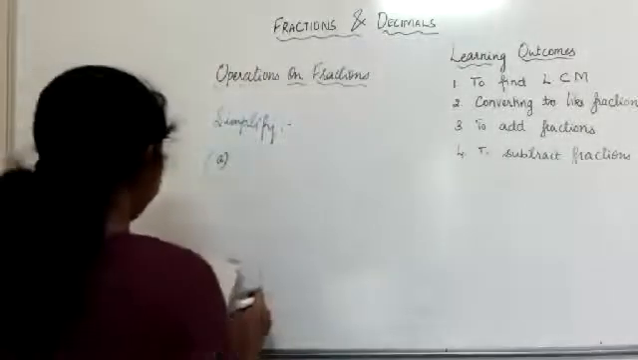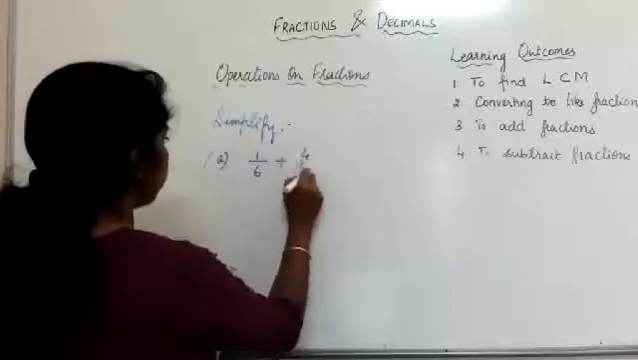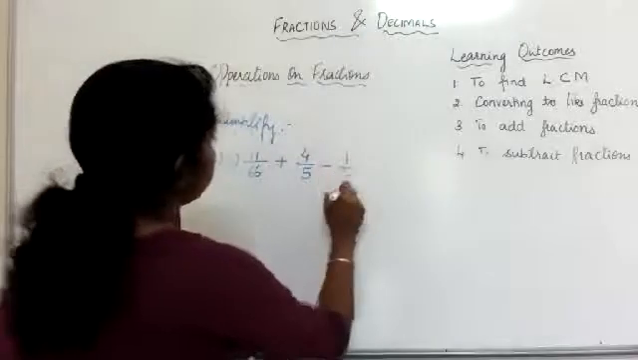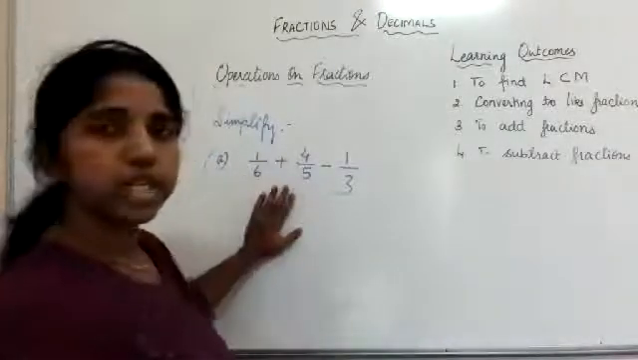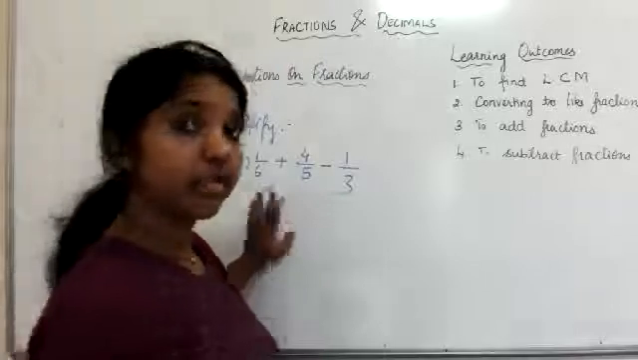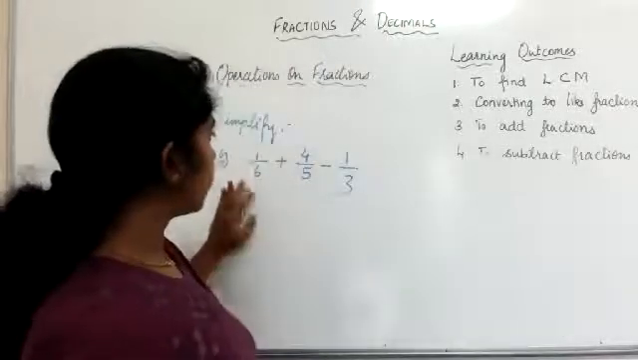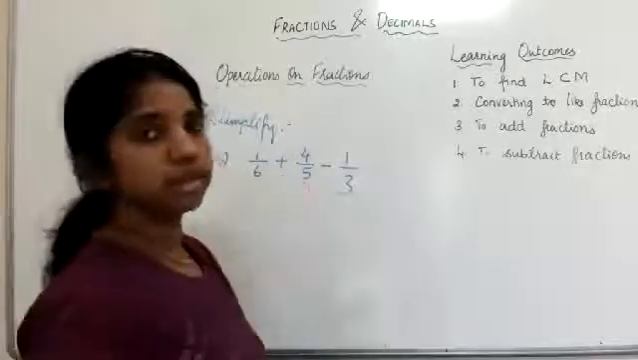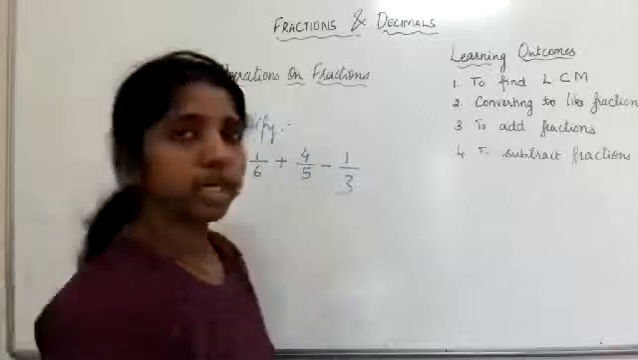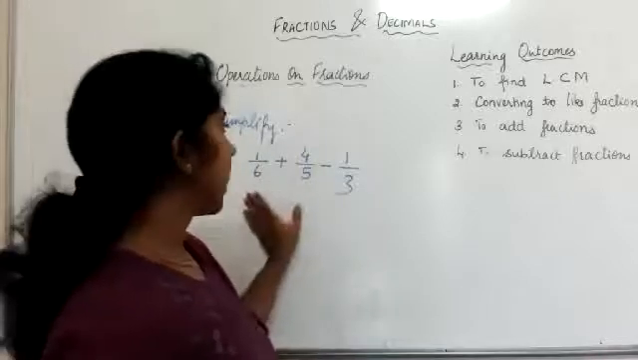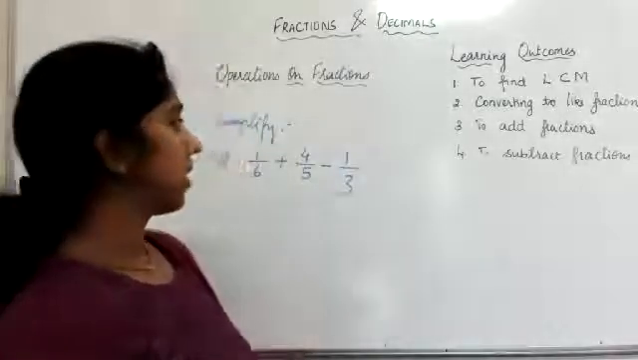So the first question is 1 by 6 plus 4 by 5 minus 1 by 3, where you have both addition and subtraction. That means you will have 3 fractions, with denominators 6, 5 and 3. So these two should be added, and from that you have to subtract 1 by 3. So this is given here.